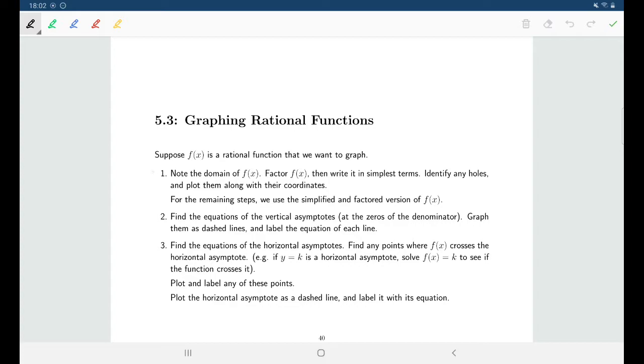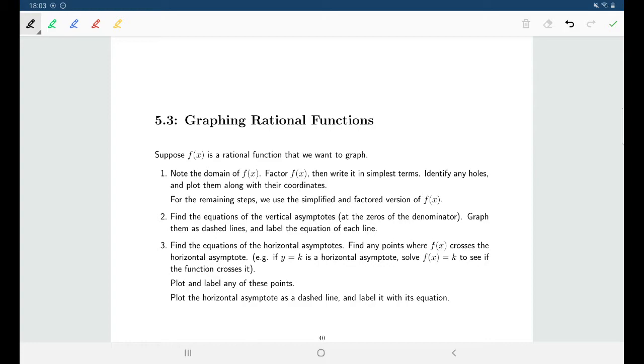First off, we should always start by thinking about our domain and factoring our function and simplifying it as much as possible. And at that point, start thinking about things like the locations of any holes that happen to be there. So once you find them, plot their coordinates, and then next, we can start thinking about asymptotes, vertical asymptotes and horizontal asymptotes. Remember that both of those you would need to draw as dashed lines. You would also need to label them as an equation.